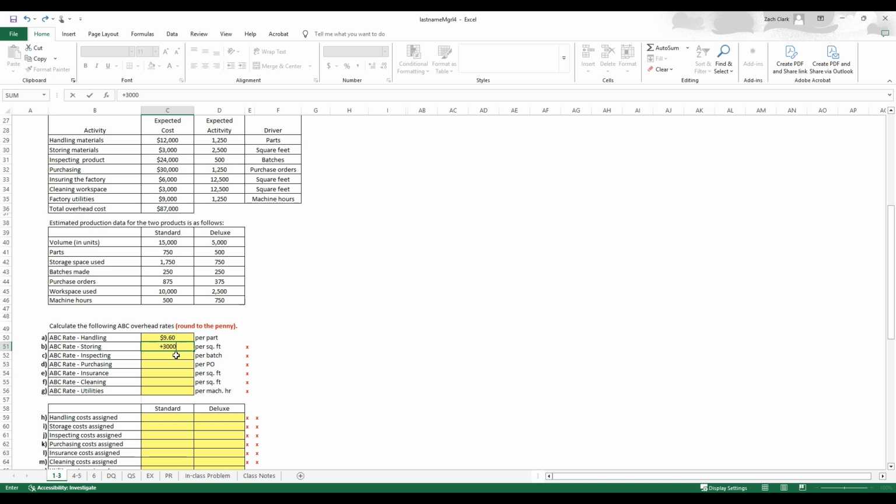So here we've got storage. We're just taking our 3,000 divided by 2,500. Again, that's 3,000 expected cost divided by the expected driver of 2,500, or expected activity in that driver. For inspecting, we've got 24,000 divided by 500 batches. For purchasing, we have 30,000 divided by 1,250. For insurance, we've got 6,000 divided by 12,500.